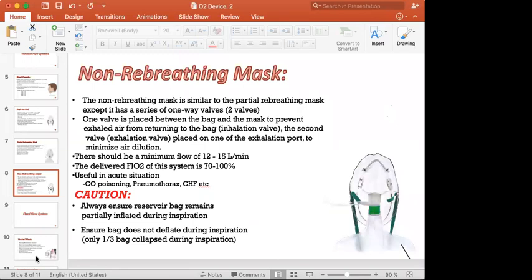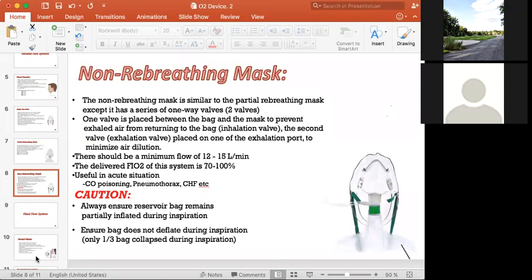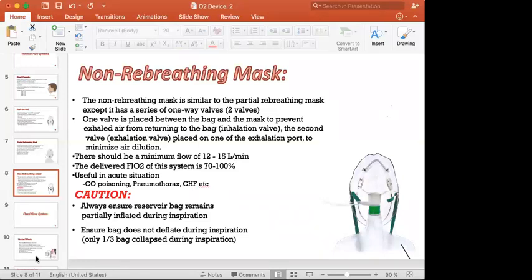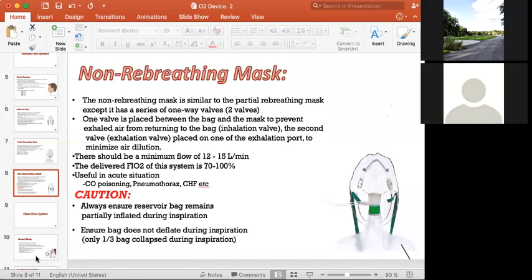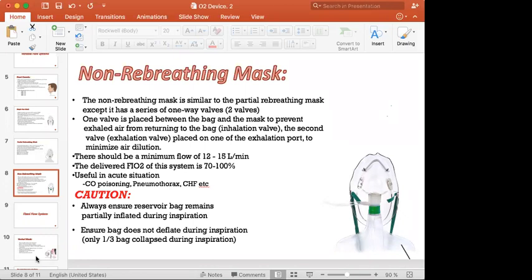It's very useful in acute situations like the ER or ICU if the patient has a sudden desaturation. It's really helpful for CO poisoning because we can give the patient 100% oxygen to replace the CO binding to the hemoglobin. It's useful for pneumothorax to replace the nitrogen inside the pleural cavity and resolve the problem, and also to enhance the pulmonary blood flow in congestive heart failure patients.